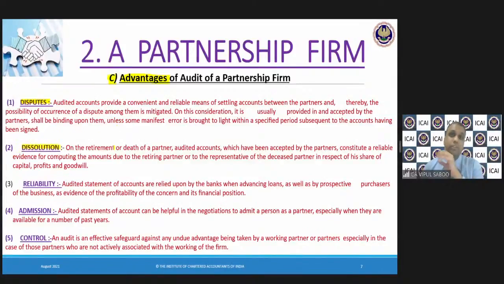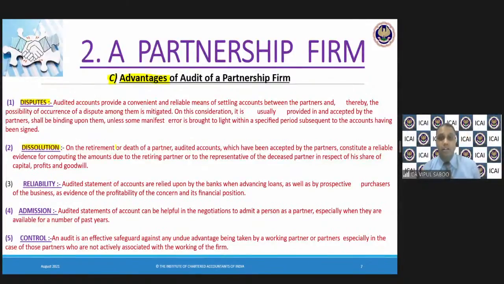Dissolution: obviously, during the dissolution process, you prepare the accounts till that date, the dissolution date, and you see what profits are available till that date. You divide them, the expenses, everything. While a firm gets dissolved, you will get to see in your offices when you prepare the balance sheet of the financial statements of a partnership firm, okay?